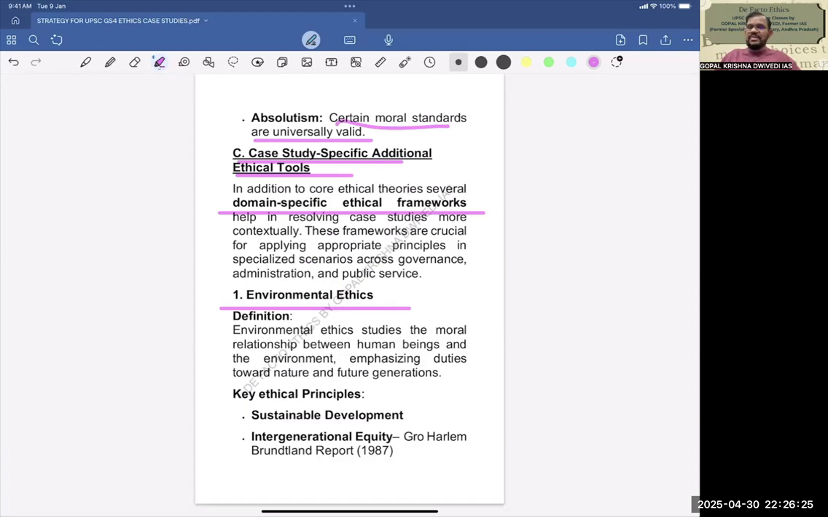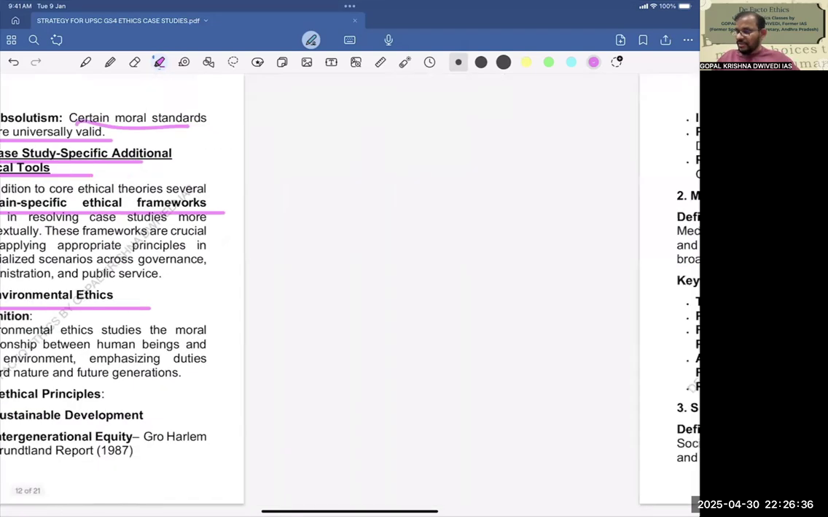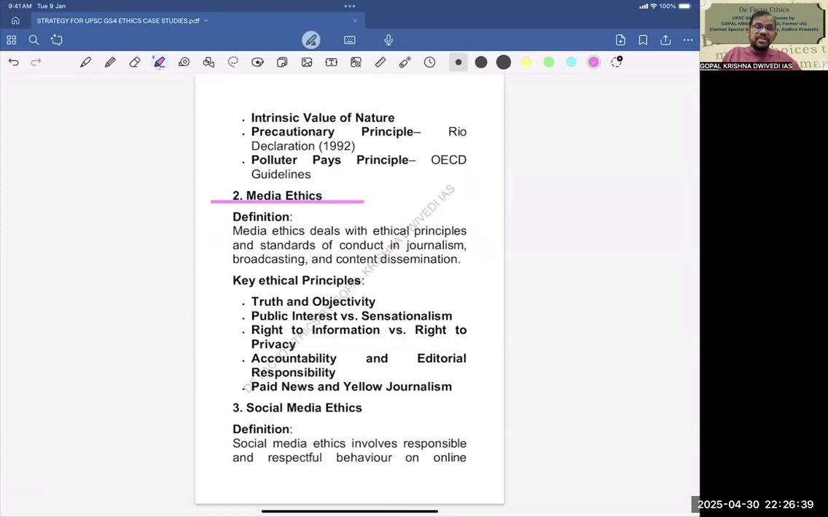And there are several principles which I will describe in subsequent videos, because here, because of time constraints, I'm not going to deal with any ethical theory in detail, but in subsequent videos I will be able to discuss. Second is media ethics. Now this deals with principles pertaining to media, journalism, broadcasting, etc., where truth and objectivity are important, or public interest, or sensationalism is there. Then right to information, right to privacy, paid news and yellow journalism. So all these things will be covered in media ethics.